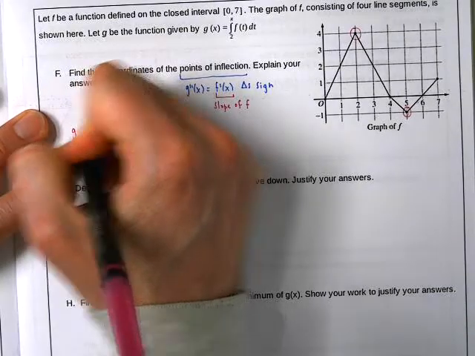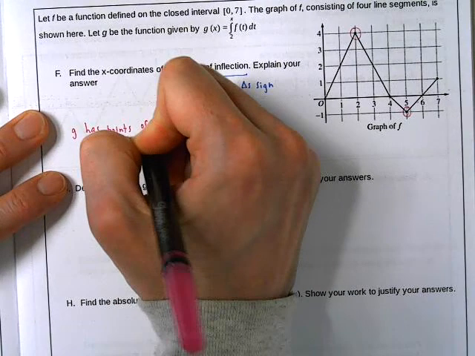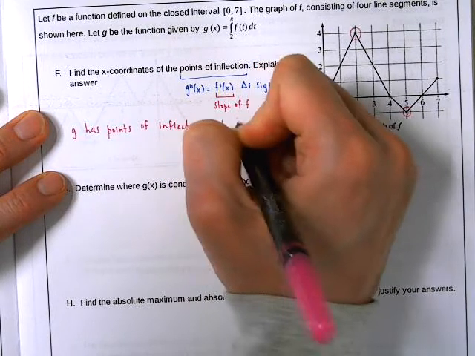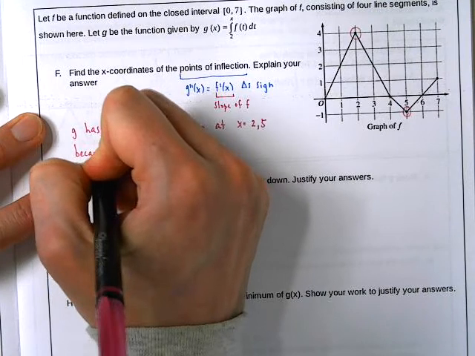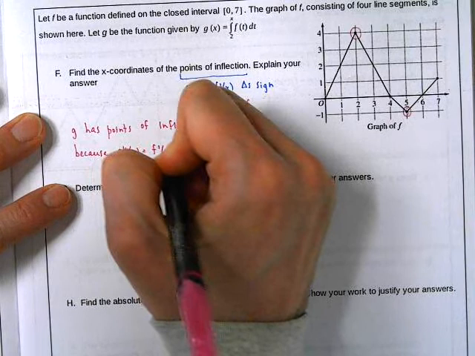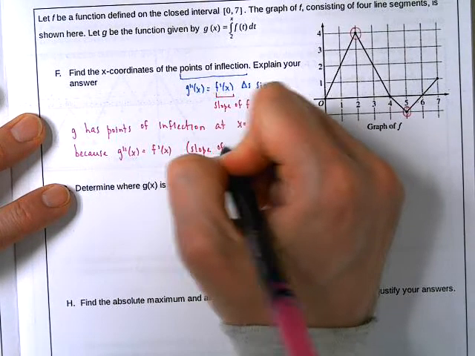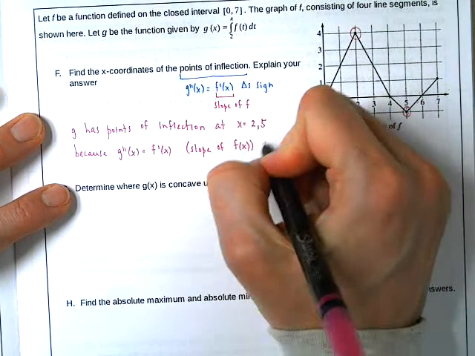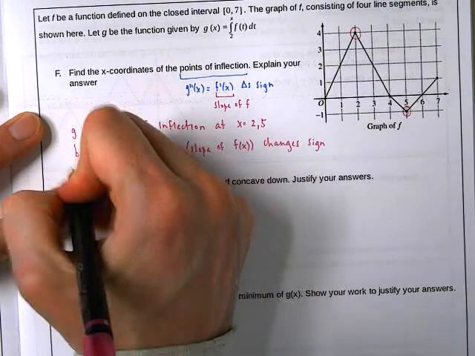So I would say g has points of inflection at x equals 2 and 5 because g double prime of x, which is equal to the f prime of x, and I like to make a note that says the slope, that means the slope of f. But g double prime, which is f prime of x, changes sign at these values.